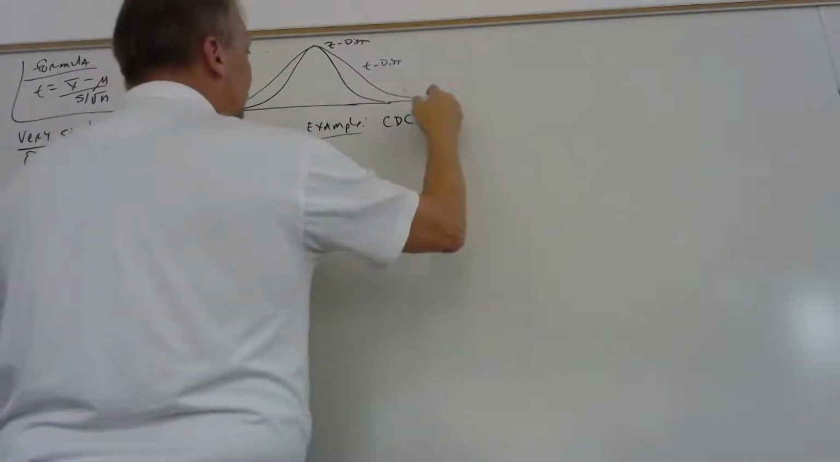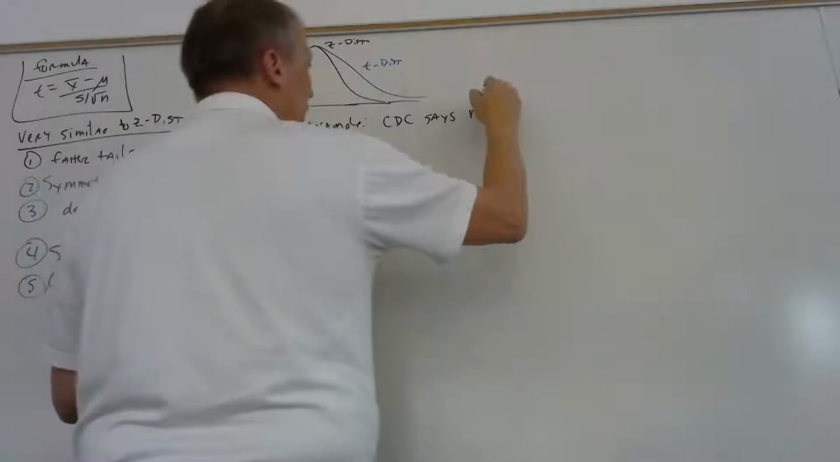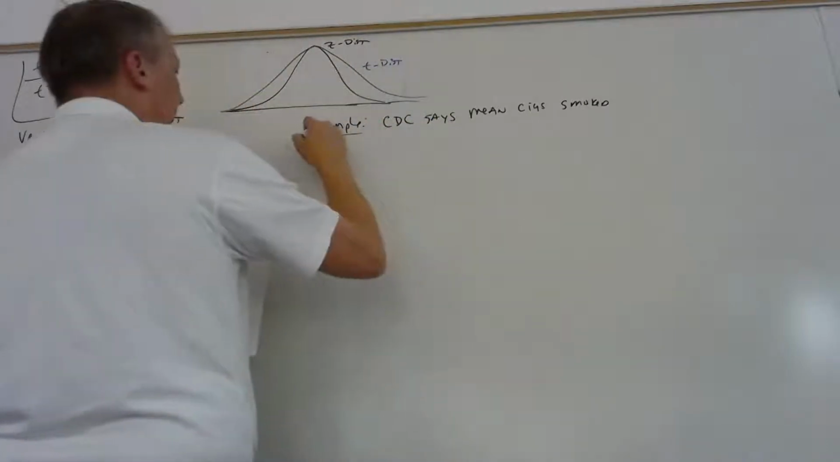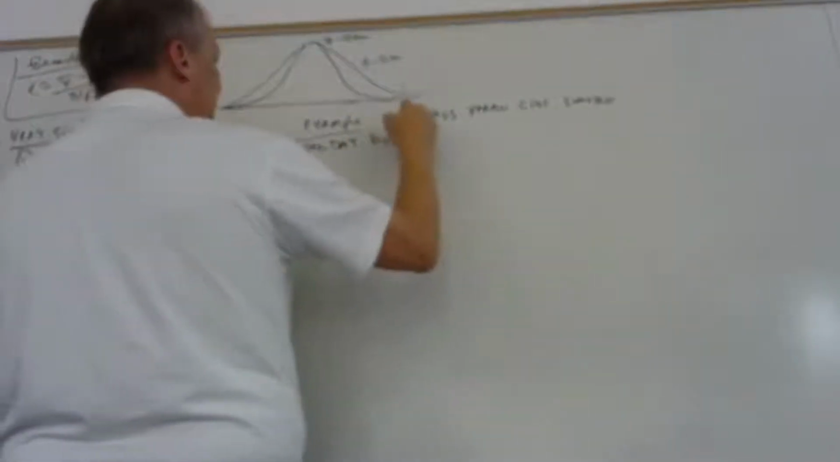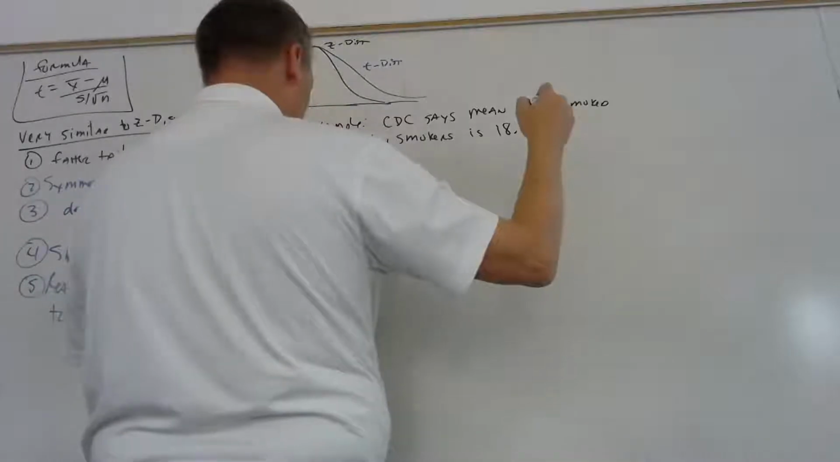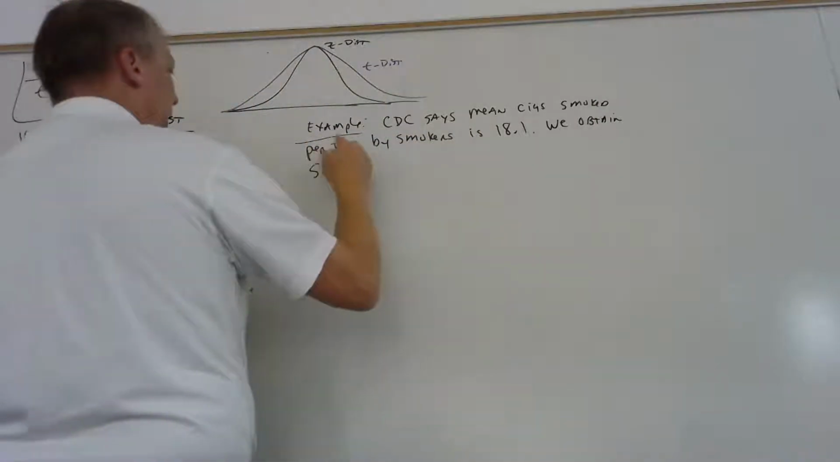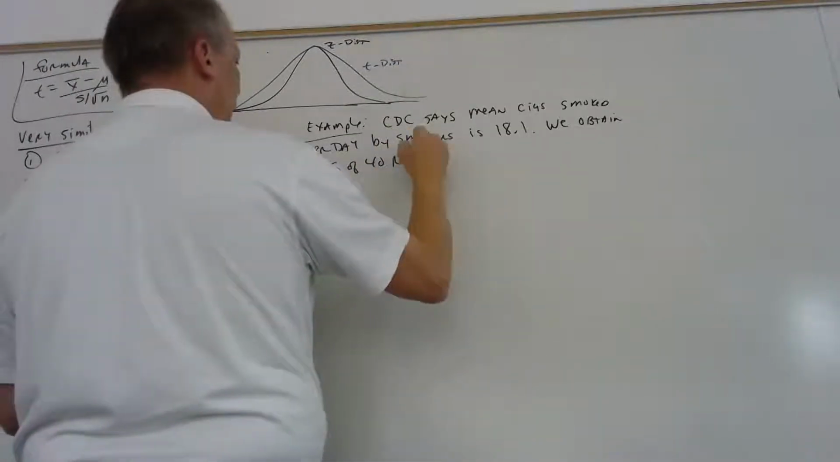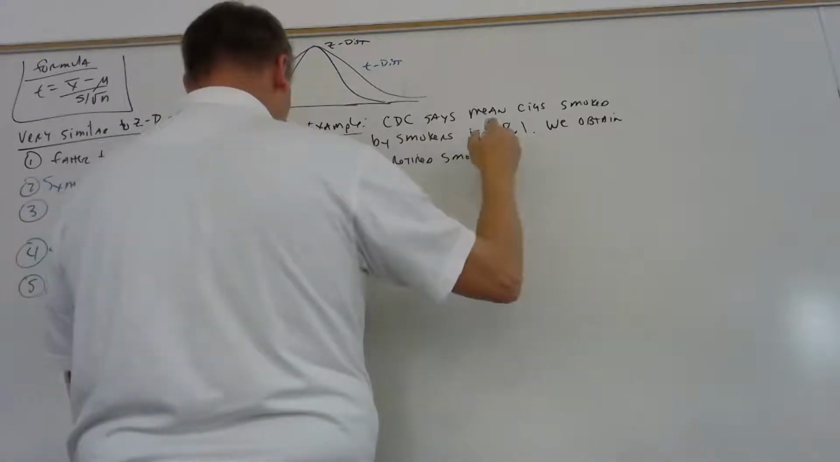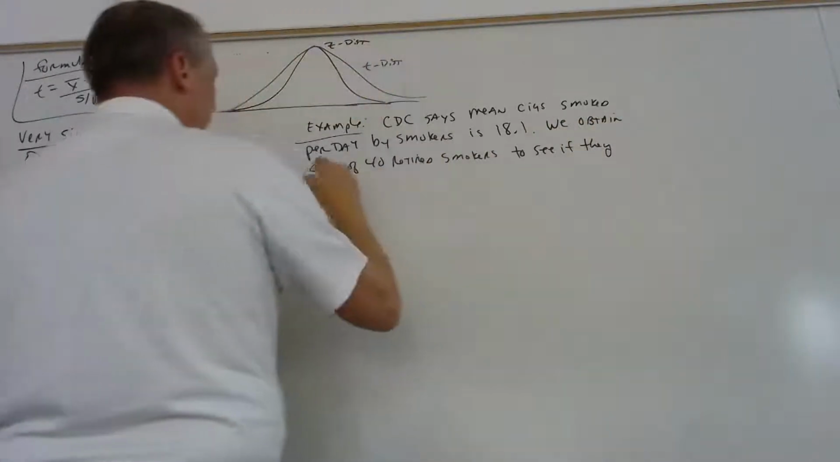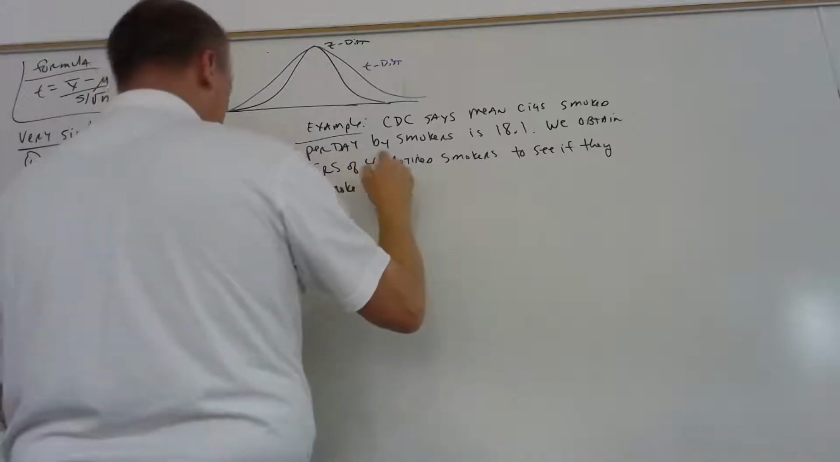Okay, here's an example. The CDC, Centers for Disease Control, says that the mean cigarettes smoked per day by smokers is 18.1. We obtain a simple random sample of 40 retired smokers to see if they smoke less. Okay?